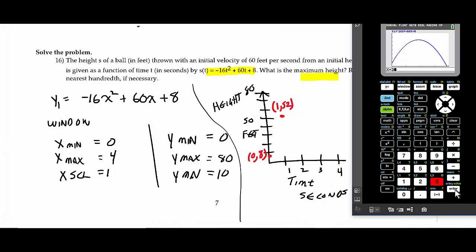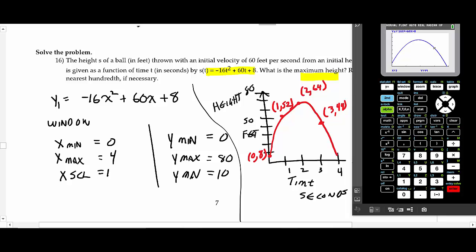And then we'll trace at 2. It looks like 264 is a point, so just estimate where that is. Then let's trace at 3. That will be 44. And that's probably good enough. This is what I usually have you do, label some of the points like that. Now what we're going to do is find the maximum.